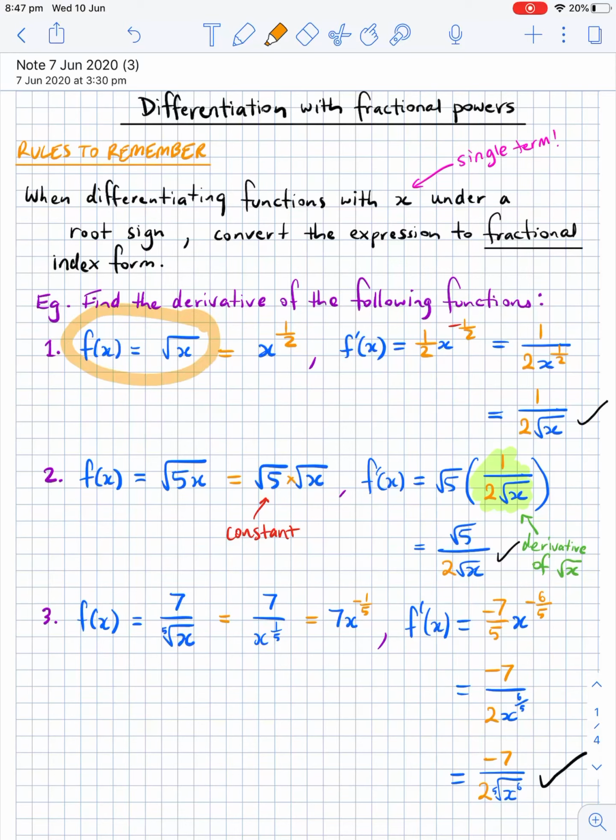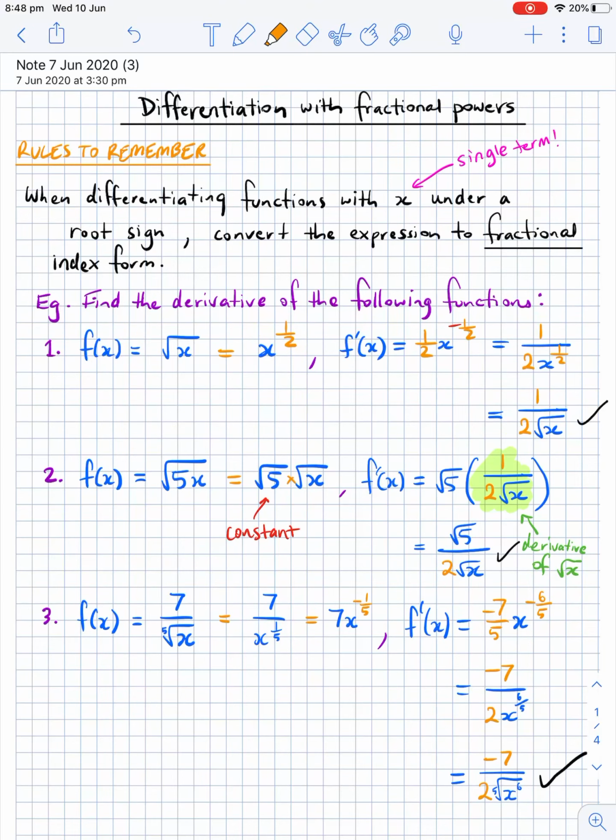So first up, f of x equals the square root of x. We can see that x is a single term, which is underneath a root sign. We want to change this to its fractional form, and this is easily differentiated by bringing that fraction to the front. So we get f dash of x, or the derivative, is equal to the half at the front, and the power goes down by 1. So half take away 1, that gets to negative a half.